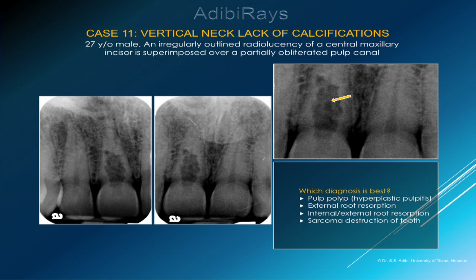This case is a 27-year-old male with an irregular outline radiolucency of a central maxillary incisor that superimposes over a partially obliterated pulp canal. Which is the best diagnosis for this case? Pulp polyp or hyperplastic pulpitis, external root resorption, internal and external root resorption, sarcoma, or destruction of tooth.